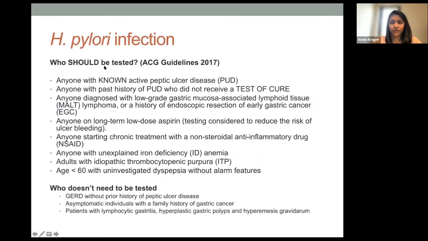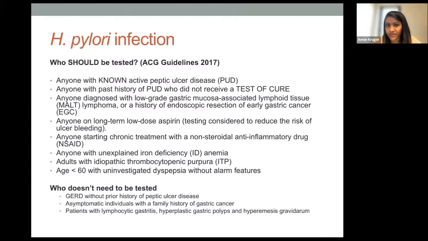So that was just a brief background. Who should we be thinking about testing when we have patients in our clinic? Obviously, anyone that you have heard or know has active peptic ulcer disease. So if it's a patient who was scoped for whatever other reason and were incidentally found to have an ulcer, you really should be testing and treating them if they're positive. Other than that, really anyone with any symptoms of dyspepsia, you should be testing and treating.